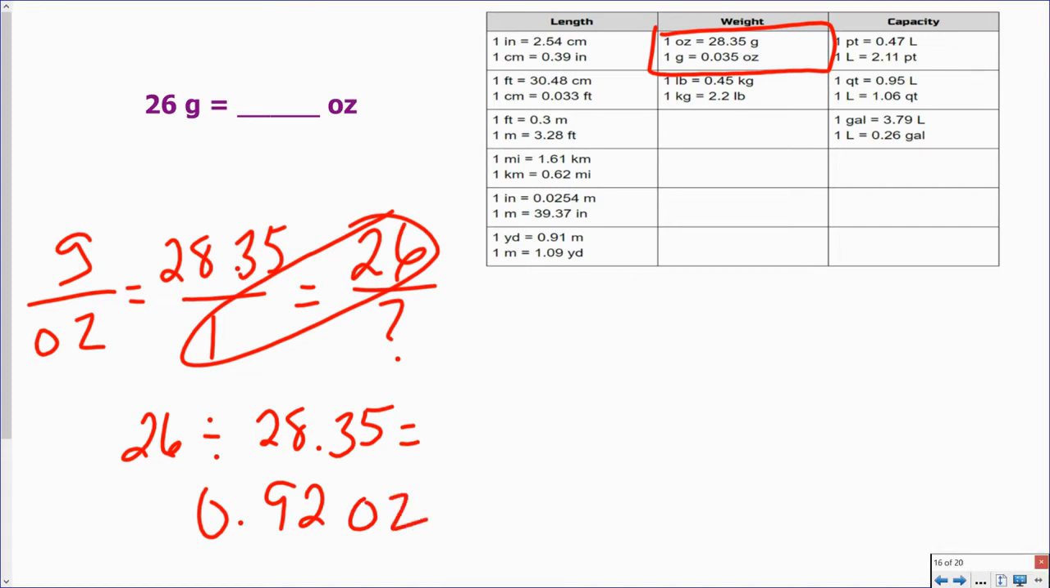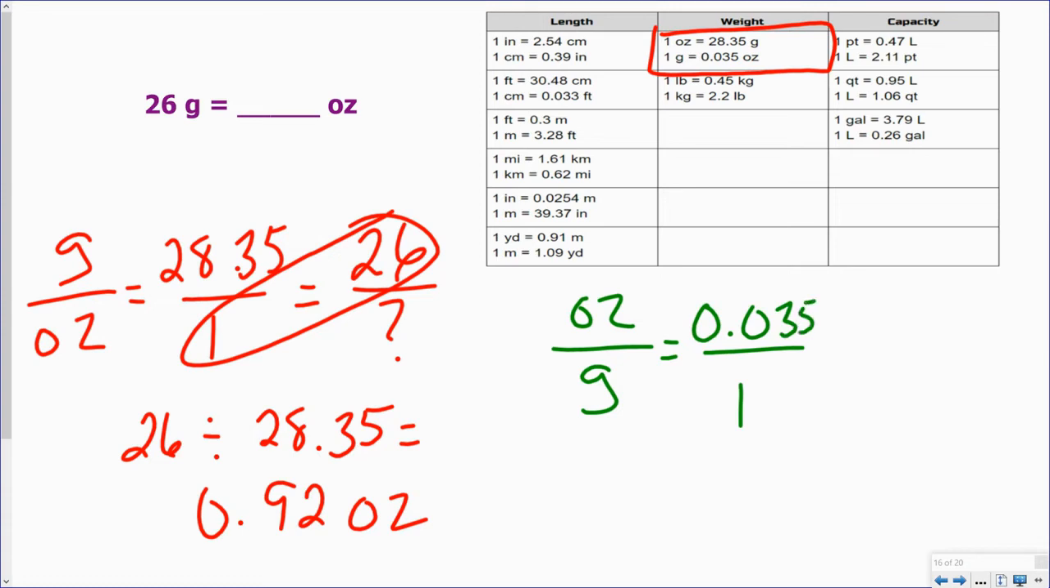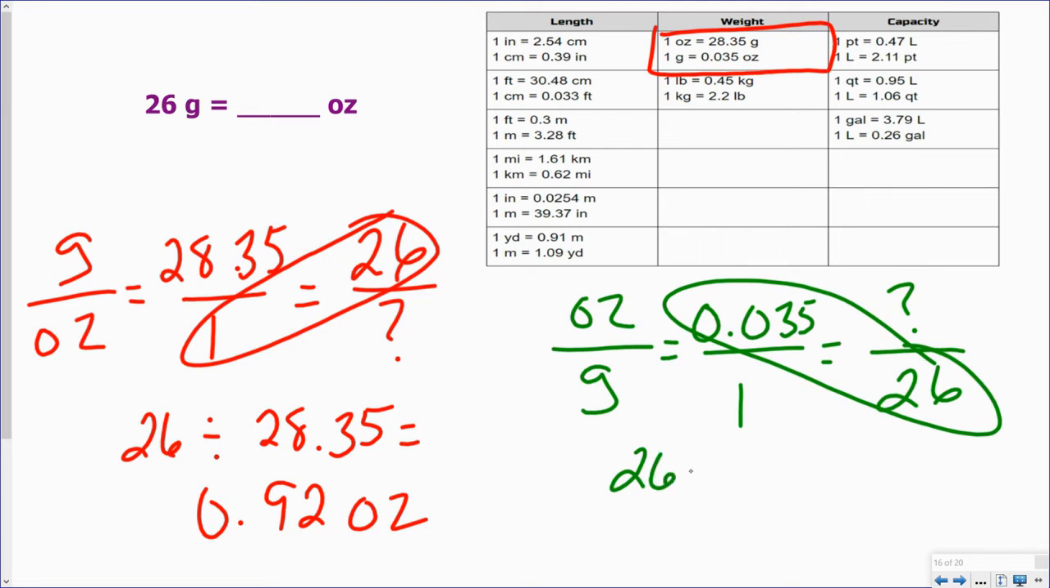So again, looking at the other way to set this up, I could set it up as ounces to grams, and that would be 1 gram here, and then my 35 thousandths ounces here. And again, still have 26 grams, and looking for how many ounces that would be. And again, cross multiply here. So we take 26 and multiply it by this number, and that would give me a total of 0 and 91 hundredths ounces.